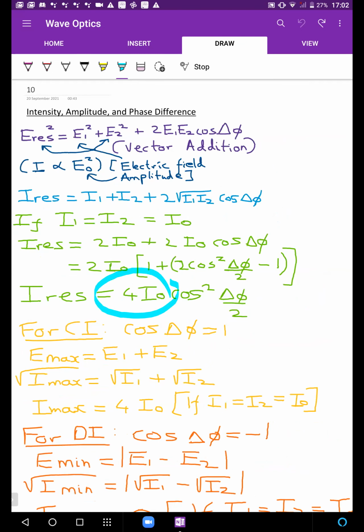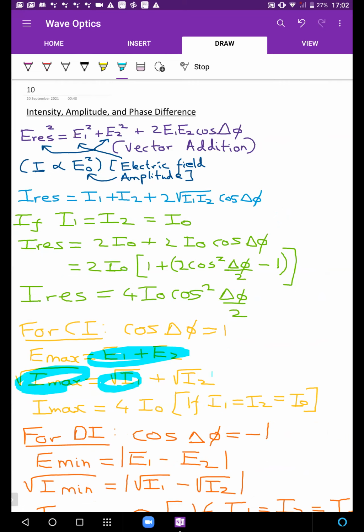So talking about constructive interference, E max is E1 plus E2. So you can say root I max is root I1 plus root I2. And you can say I max, this gives the relation for I max. But if I1 and I2 are the same and equal to I0, then this relation becomes better, in the sense that I max becomes 4 I0. I max becomes 4 I0.